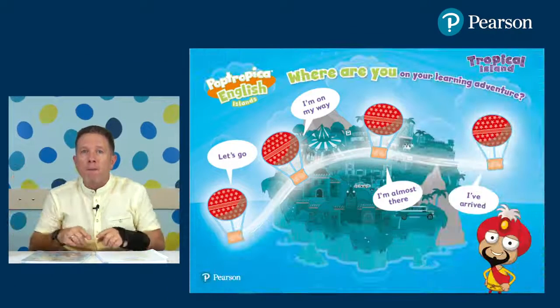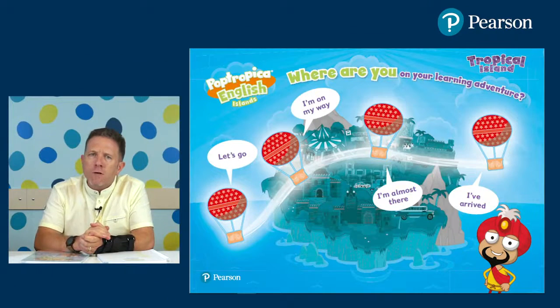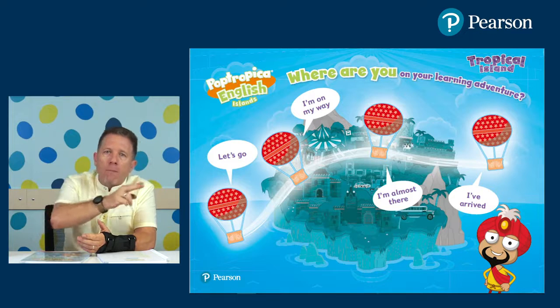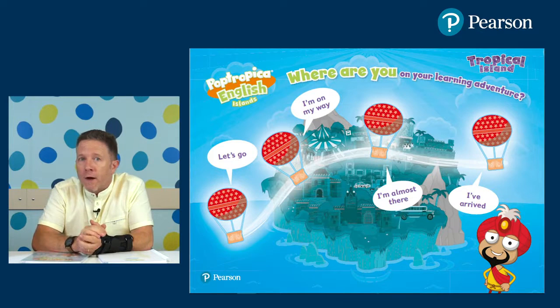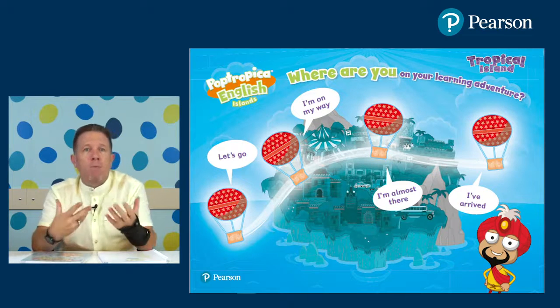Before starting the unit, have students look at the Learning Adventure map poster and check where they are on the map. This gives them an overview of where they are on their learning adventure and helps to engage and motivate them. Check the How to Use Posters section in the teacher's book for more ideas.